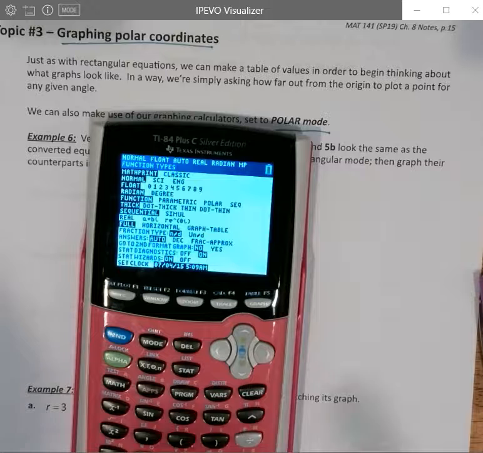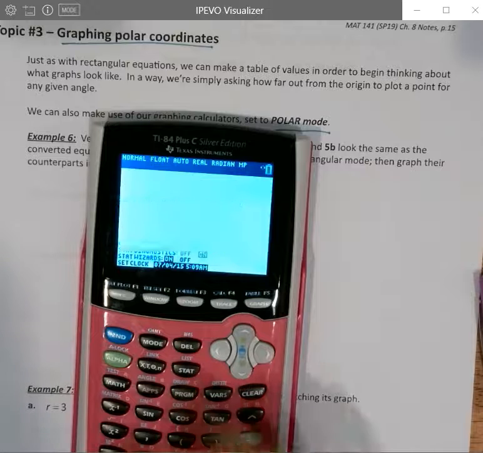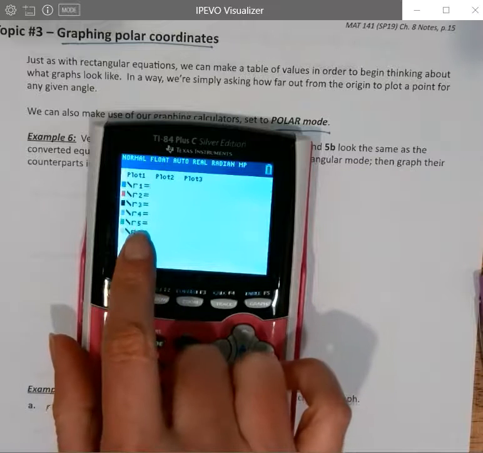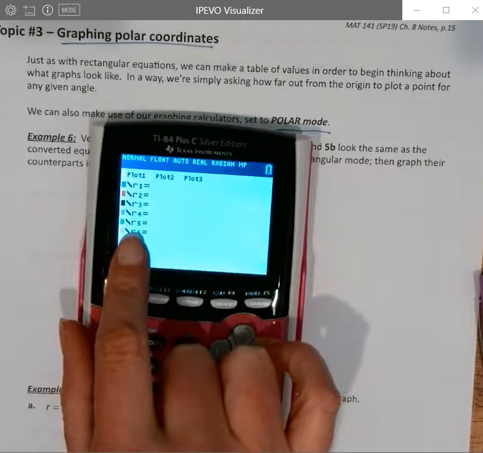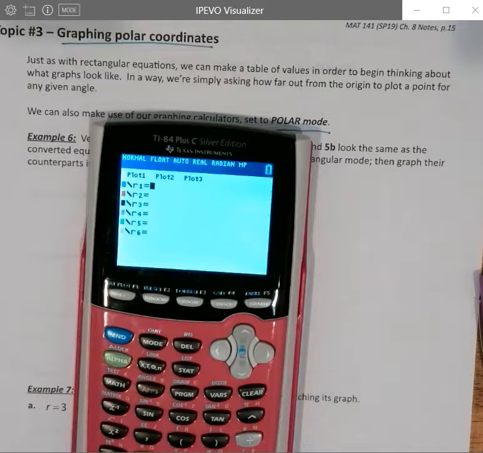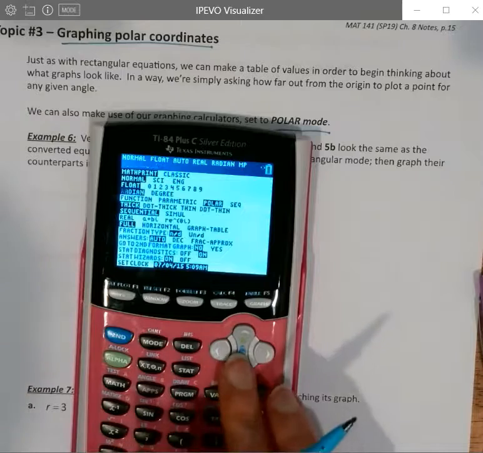So you could switch it into polar, and then if you do that, you'll notice that your y equals is not a y equals button anymore. It's now r equals, because equations need to be solved for r. So you could not graph them implicitly on the calculator like you can on Desmos. So we'll probably stick to Desmos for graphing.